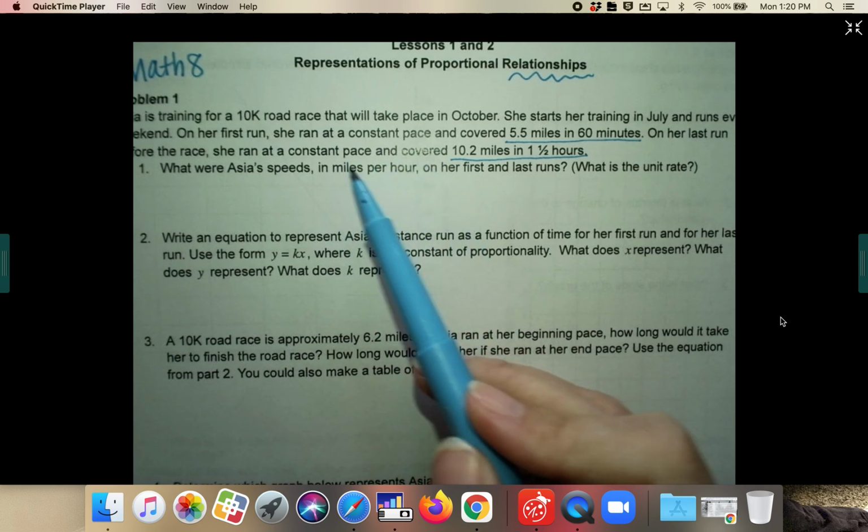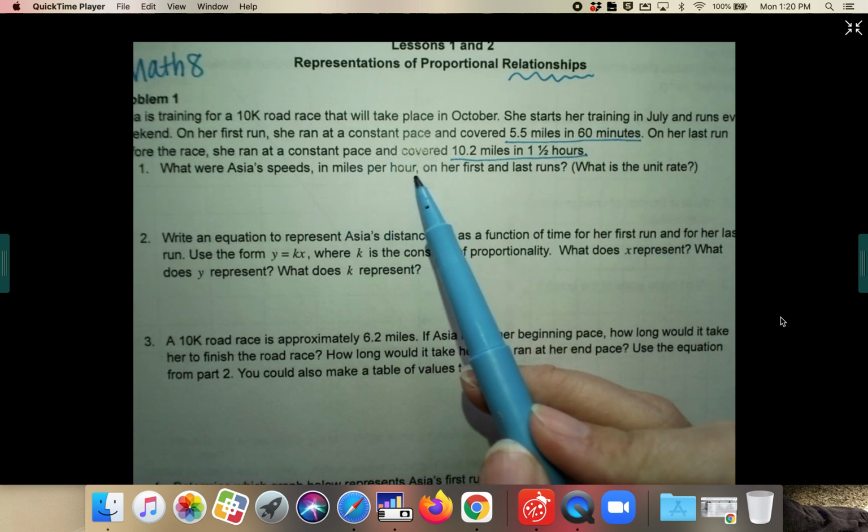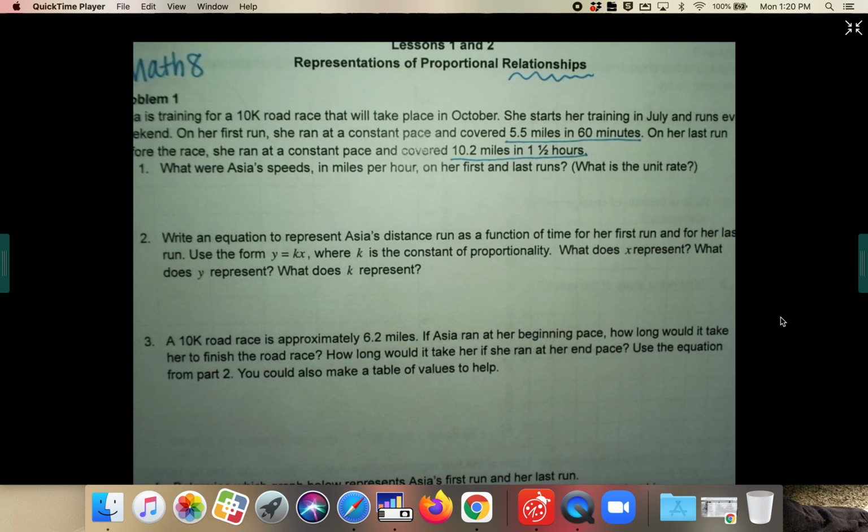That's going to be important. We want it to be miles per hour, so I don't want to say minutes. I'm going to convert this to hours. So in miles per hour on her first and her last run, and therefore what was her unit rate?